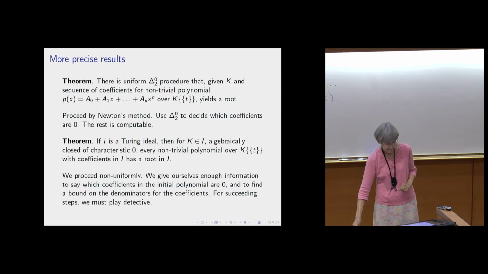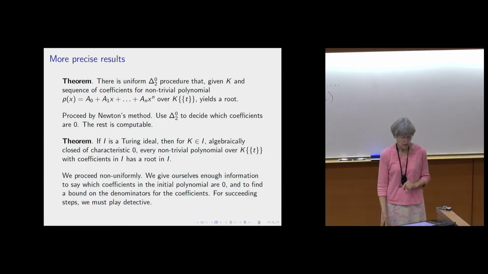So for more precise results, there's a uniform delta 2 procedure that, given k and a sequence of coefficients for a non-trivial polynomial, yields a root. So again, we want to use Newton's method, and we'll use delta 2 to decide which coefficients are 0. And again, the rest is really computable. But we can say more.